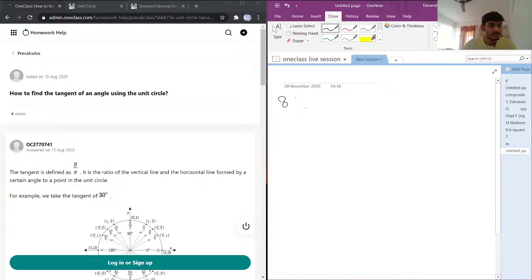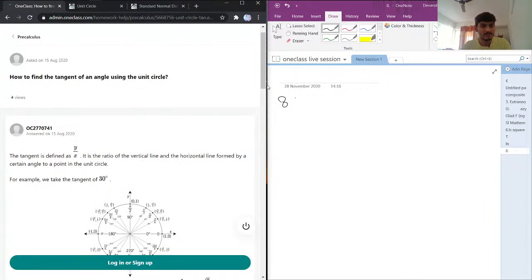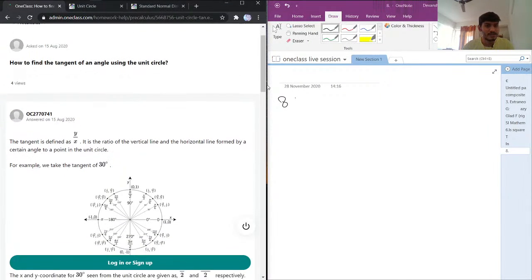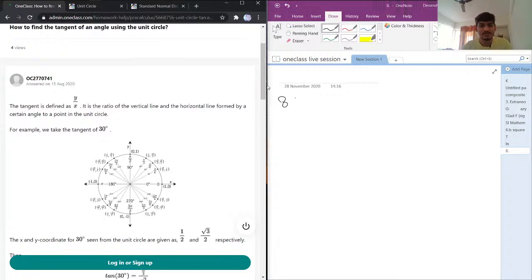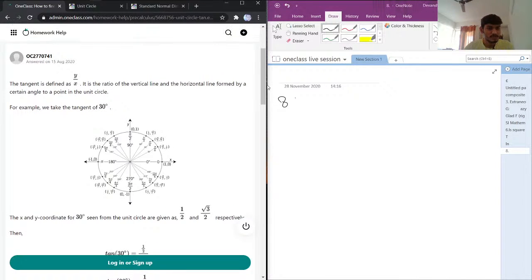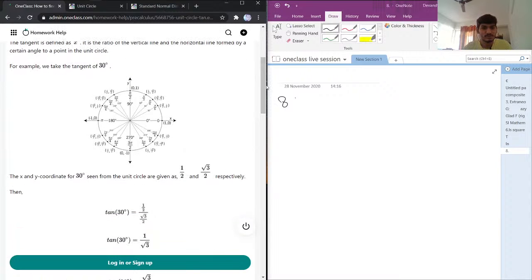How to find the tangent of an angle using unit circle. Okay, unit circle is kind of my favorite thing because we can find sine, cosine, and tangent, and we can find all the trigonometric ratios of any angle using a unit circle. So let us find how to find the tangent of an angle using unit circle. So in this example, the tangent of 30 degree is calculated.